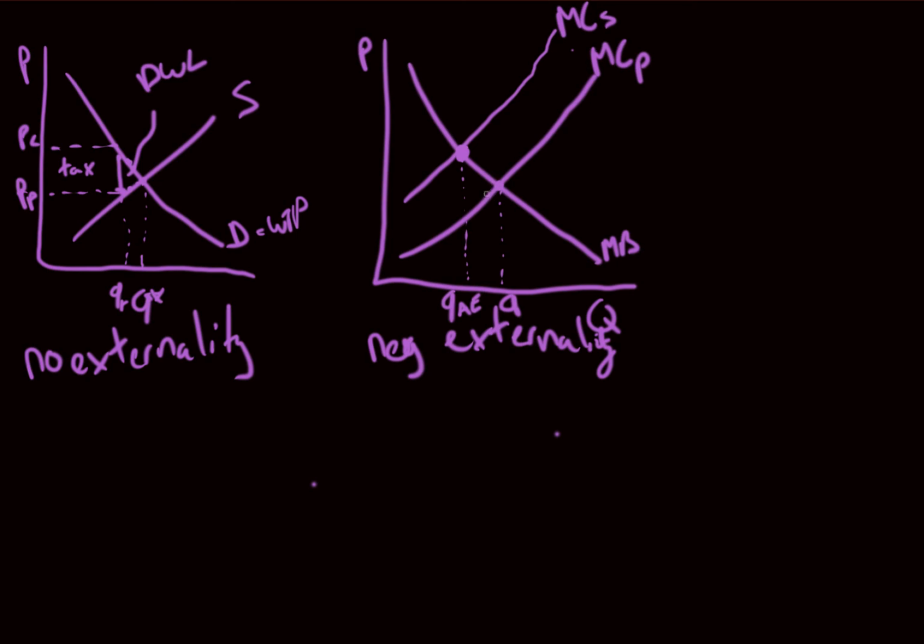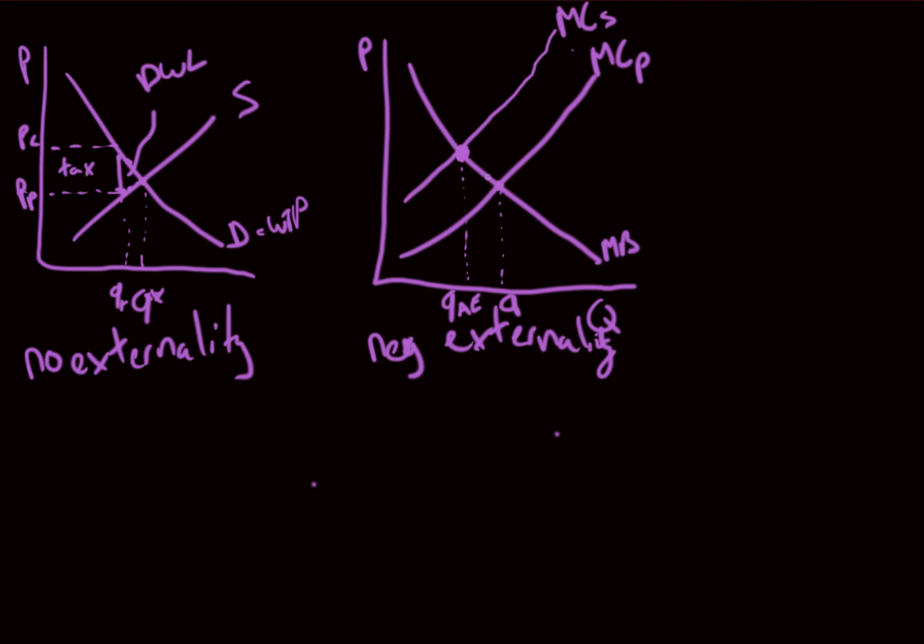The last units produced before we got to this Q star still had a greater benefit to the consumer than the production cost of the firm, so it made sense to produce these. If we look at these last units produced here, yes, the benefit to the consumer is greater than the private costs, therefore there's a benefit here.